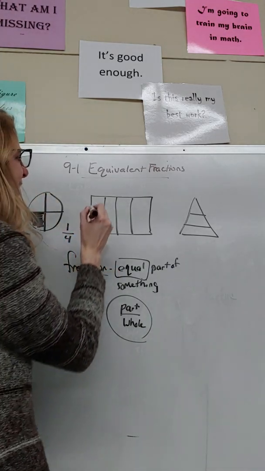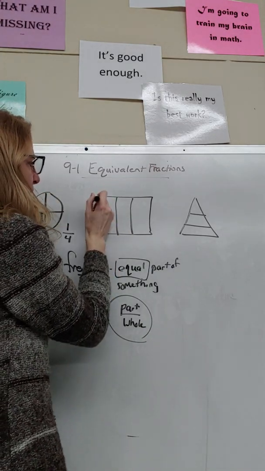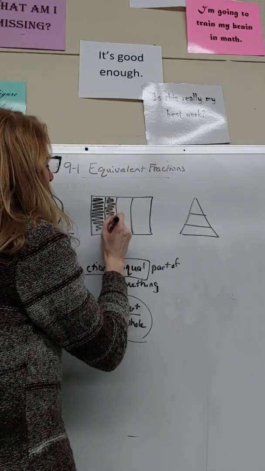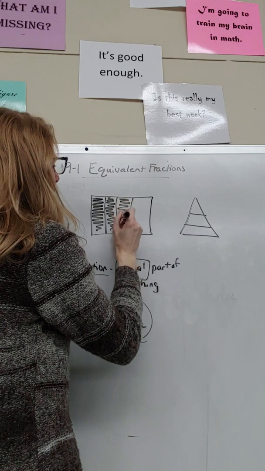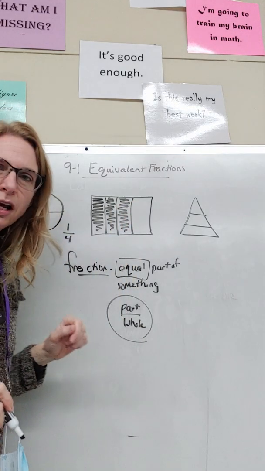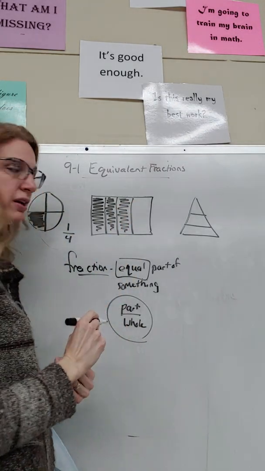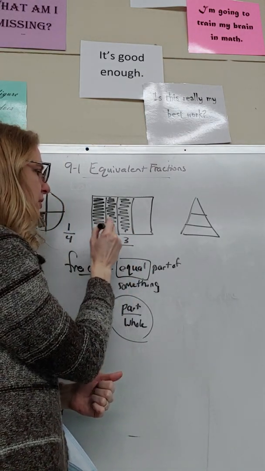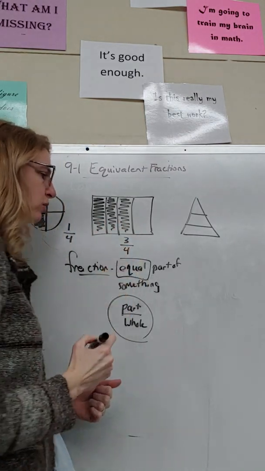Okay, let's look at this guy. Now let's color in 3 parts. So again, a fraction is part over whole. So what part is colored in? 3. How many parts are there all together? 1, 2, 3, 4. Part over whole.